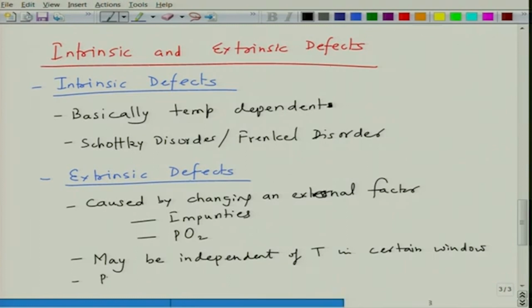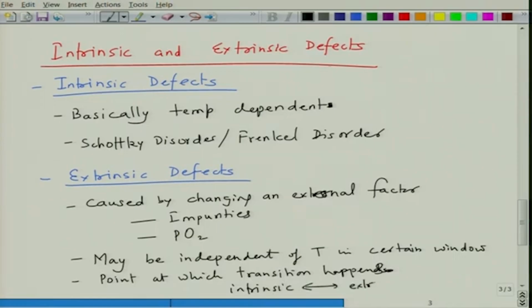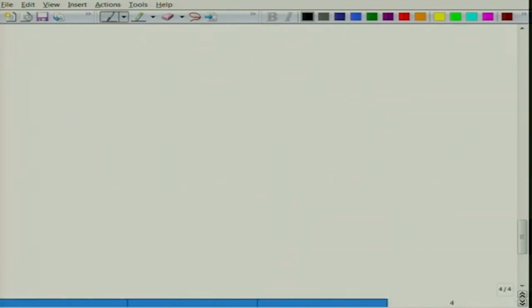So, there is a point at which a transition occurs from intrinsic to extrinsic or extrinsic to intrinsic, depending upon how you look at it. So, basically you say intrinsic to extrinsic, and this could be, for example, temperature. The temperature above which a solid will show intrinsic behavior, and below a certain temperature it will show extrinsic behavior. So, for example, let us take a case of two oxides.